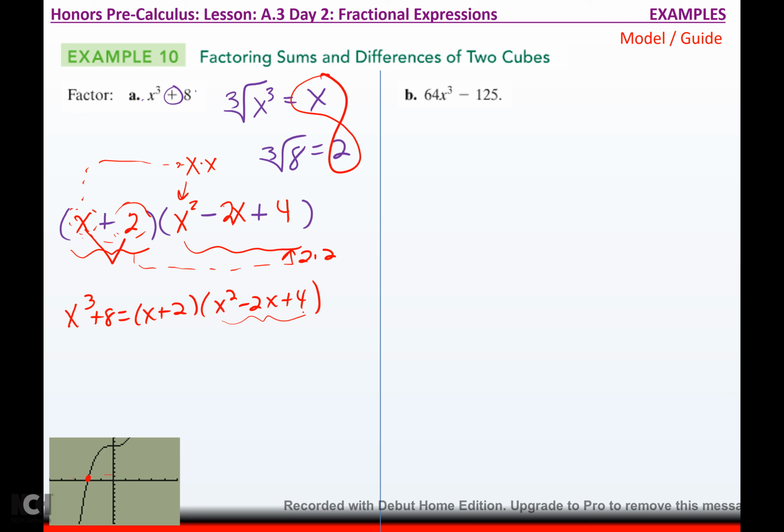If I went ahead and kept factoring, I'd have to do the quadratic formula on that one, and I'm obviously going to get imaginary answers because I can tell from the graph it's only going to cross once. We're not really interested in graphing. I just wanted you to visualize that.